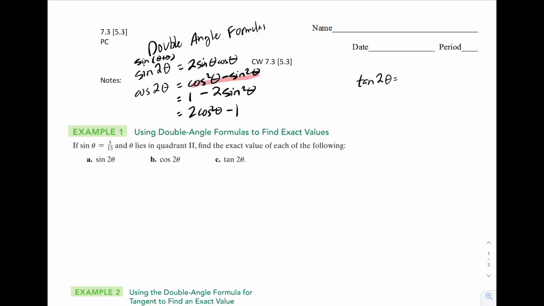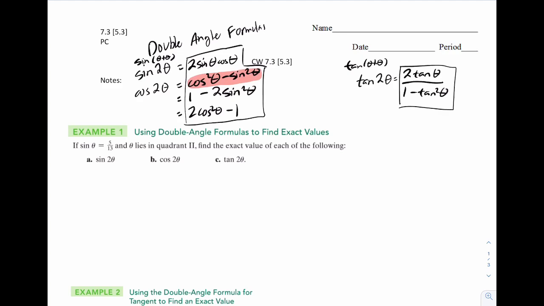But the main one to know is just this one, because just this one, you can easily derive the other 2. So some people like to memorize all of it, but as long as you know that main one, you're okay. And tan 2 theta, same thing. Just do your tan theta plus theta with the sum formula, and you get 2 tan theta over 1 minus tan squared theta. Okay, so I'll put a box around these. Make sure you know these formulas. And that's what we're going to do today.